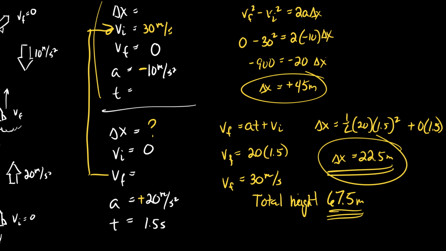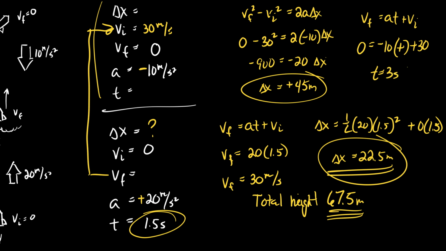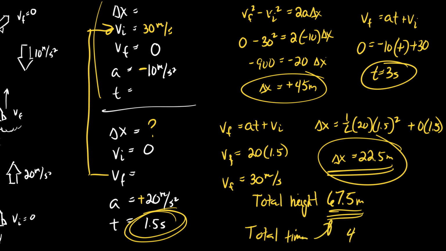Now, it also wants the total time that the rocket's in the air. Well, we know that the rocket fired for 1.5 seconds. We can probably figure out how long it took gravity to bring the rocket to rest, because we have all the information to do so. So 0 equals negative 10 times t plus 30. So that's 3 seconds. So 3 seconds, 1.5 seconds, total time to get there is 4.5 seconds.